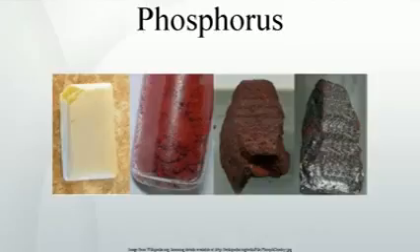His process originally involved letting urine stand for days until it gave off a terrible smell. Then he boiled it down to a paste, heated this paste to a high temperature, and led the vapors through water, where he hoped they would condense to gold. Instead, he obtained a white, waxy substance that glowed in the dark. Brand had discovered phosphorus. We now know that Brand produced ammonium sodium hydrogen phosphate, NH4NaHPO4.